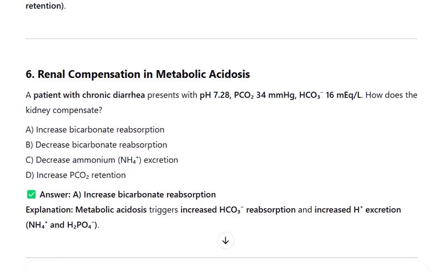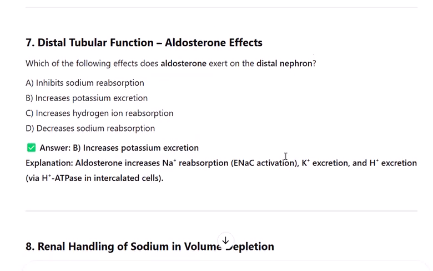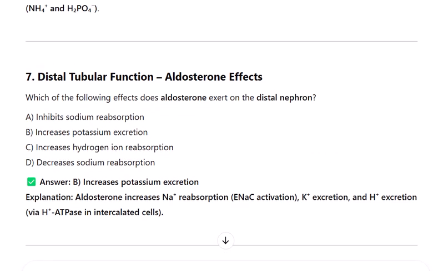7. Distal tubular function, aldosterone effects. Which of the following effects does aldosterone exert on the distal nephron? A. Inhibits sodium reabsorption. B. Increases potassium excretion. C. Increases hydrogen ion reabsorption. D. Decreases sodium reabsorption. Answer B. Increases potassium excretion. Explanation. Aldosterone increases Na+ reabsorption via ENaC activation, K+ excretion, and H+ excretion via H+-ATPase in intercalated cells.